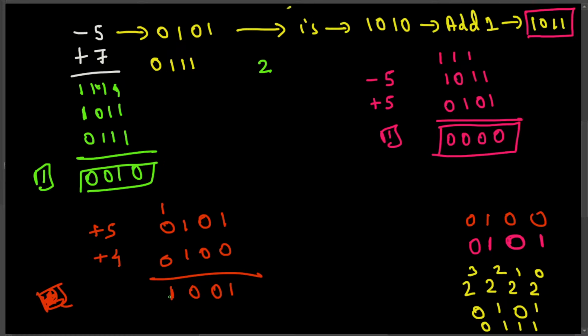This is 2 power 3 and 2 power 0, that's going to give us 9. That's what we're supposed to get. Now let's look at another number.